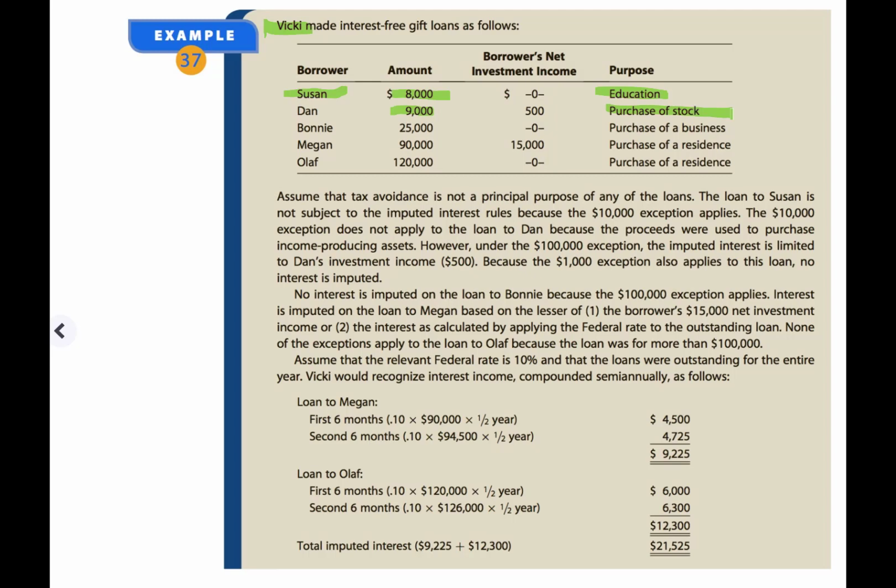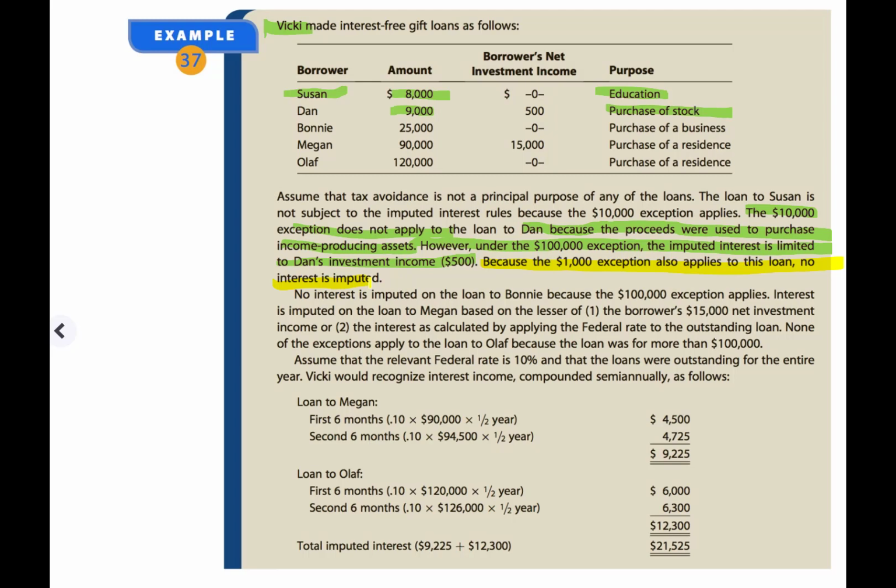So when you look at Dan, because Dan's proceeds were used to purchase income-producing assets, the 10,000 limitation does not apply. However, the 100,000 exception comes in, and the imputed interest would be limited to his investment income of 500. But we also have this 1,000 exception, so we end up not having to pay. Vicky doesn't have to pay any tax on that loan to Dan.